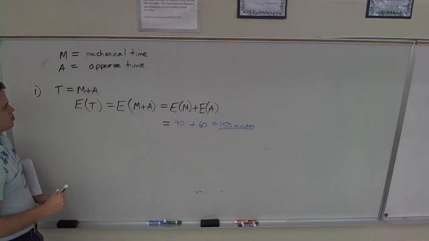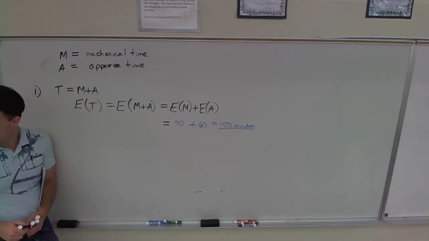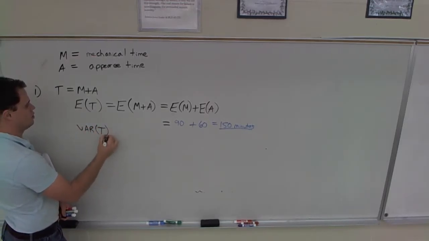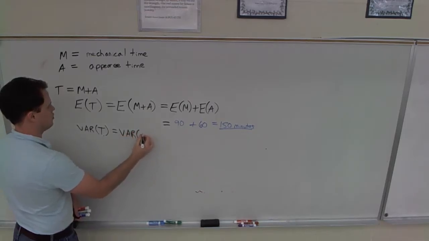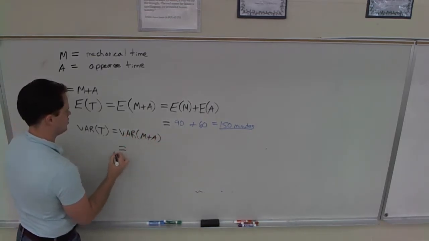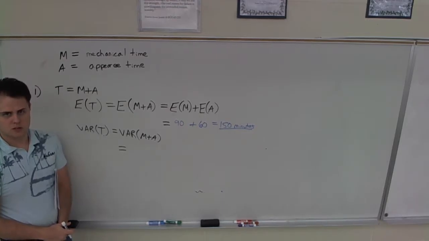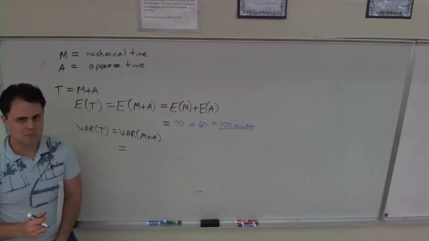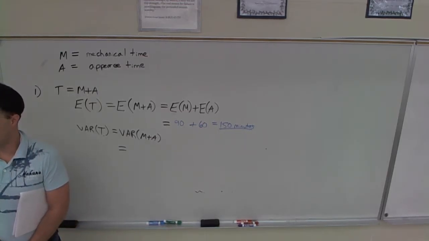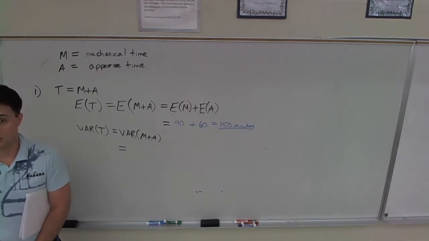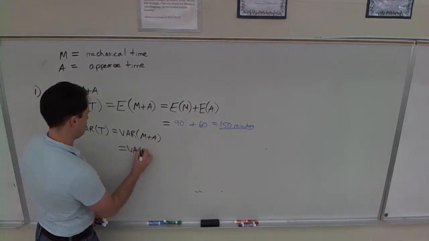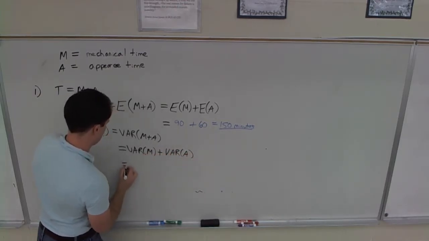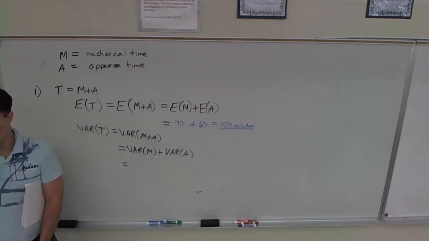Okay. So they also asked us for the standard deviation of that, didn't they? So first I'm going to look at the variance. The variance of T is, in other words, the variance of M plus A. How does that work from yesterday? Remember, we're thinking about spreads now. So we've got the spread in the mechanical time and the spread in the appearance time. And yesterday we said that no matter what, spreads add. Exactly. Thank you, Kinsey. Okay, so spreads add. That's not that bad.